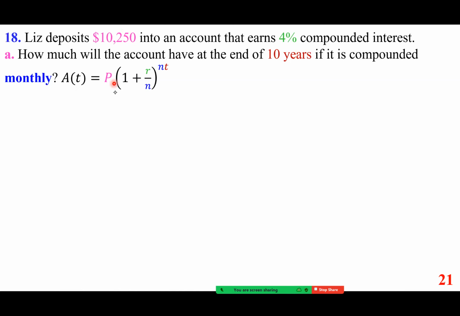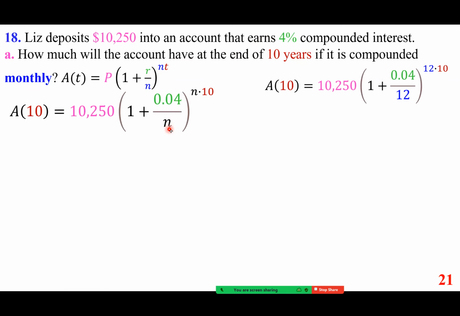So replace the P with 10,250, r with 0.04, t with 10. So for part A, when we say monthly, n is 12. So replace it with 12, and at this point you have to plug it into a calculator. You can do that: 0.04 divided by 12 added to 1, to the power of 12 times 10, which is 120, times 10,250, and it gives you $15,281.03. By the way, normally with money we go with 2 decimals.